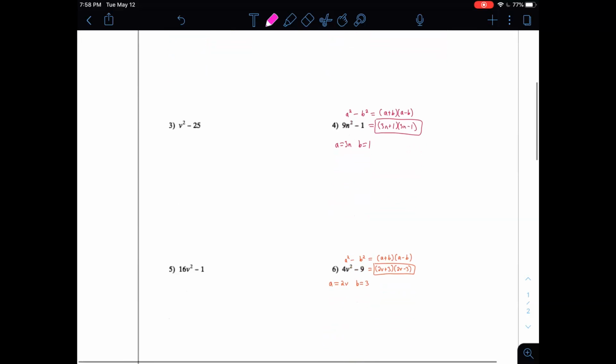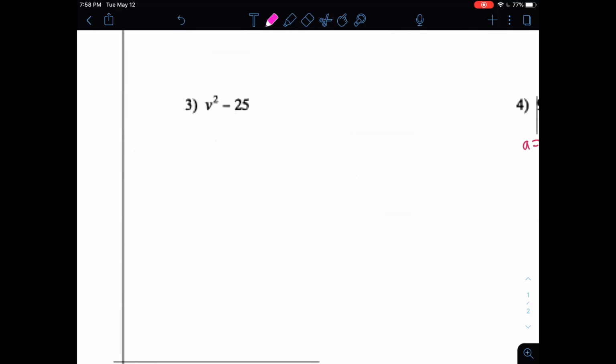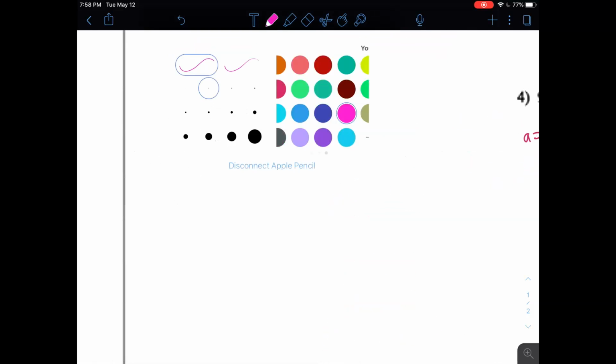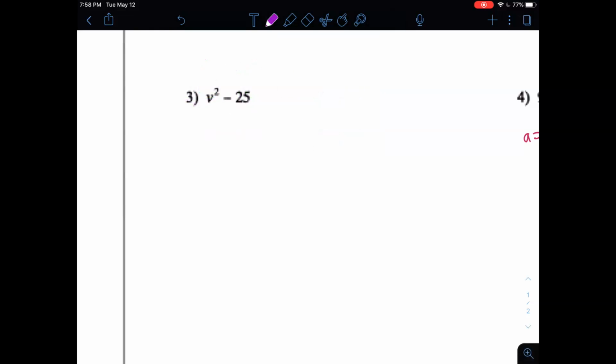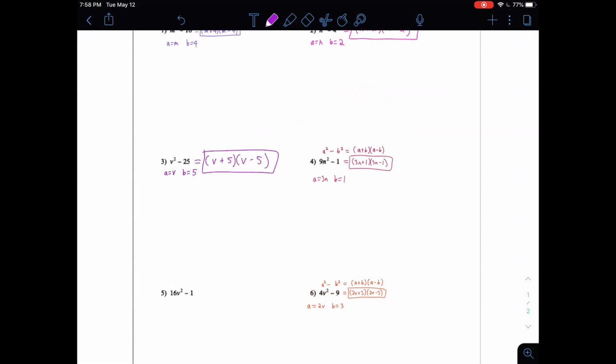All right, number 3. All right, so v squared minus 25, what's our a? The square root of v squared is v. Square root of 25 is our b, which is 5. So this is going to factor to v plus 5 times v minus 5.